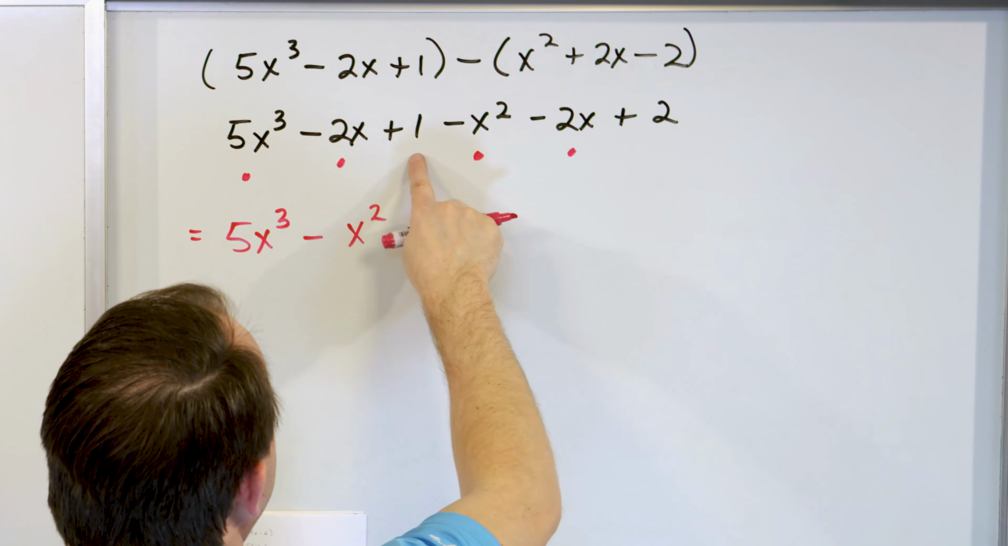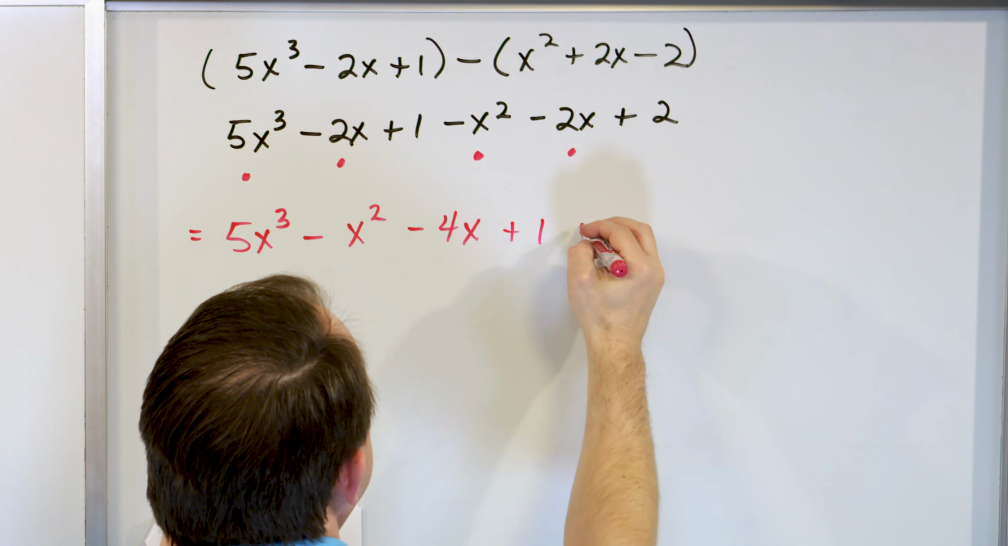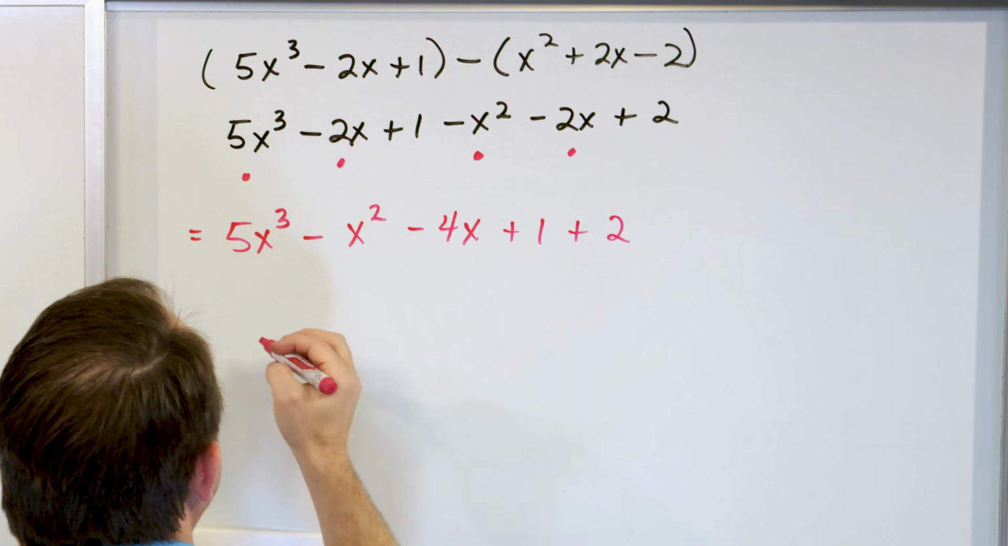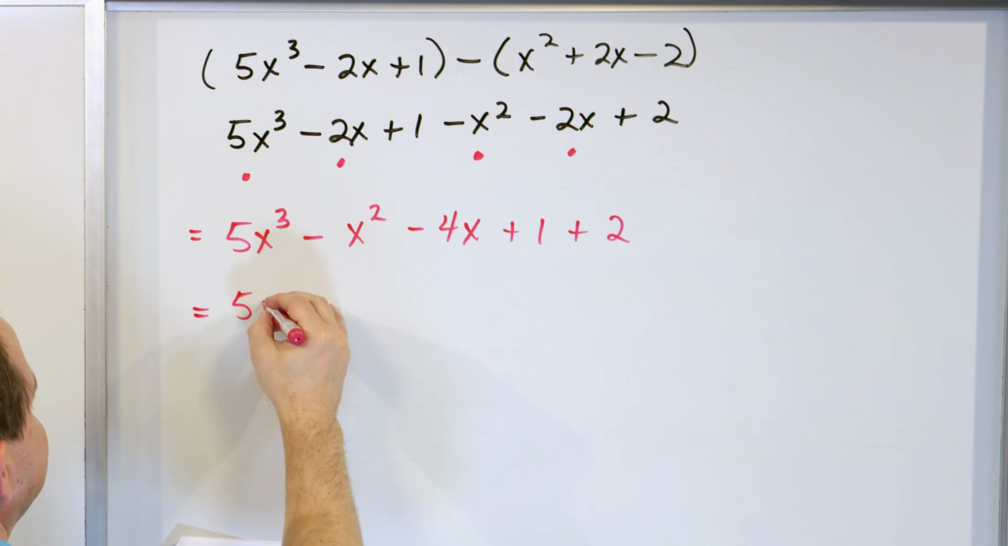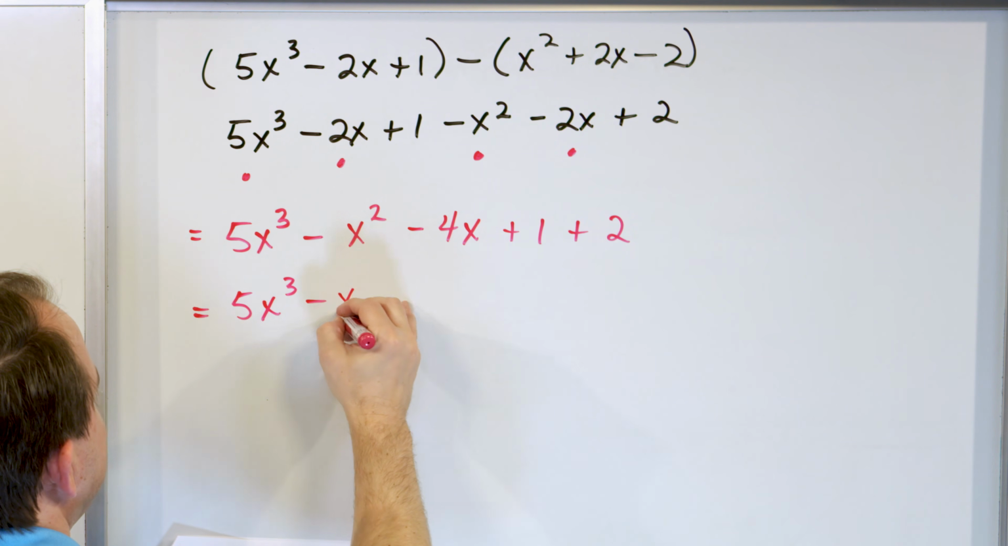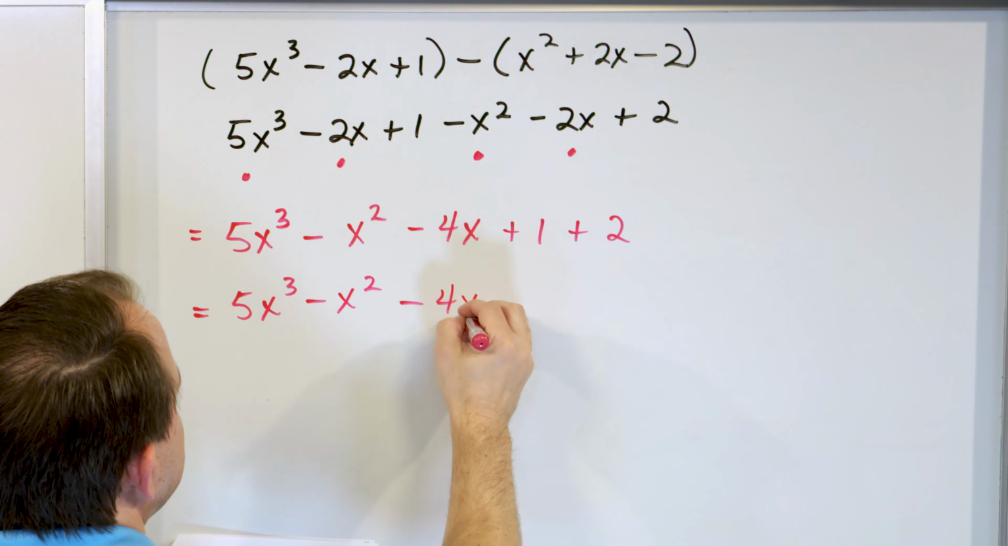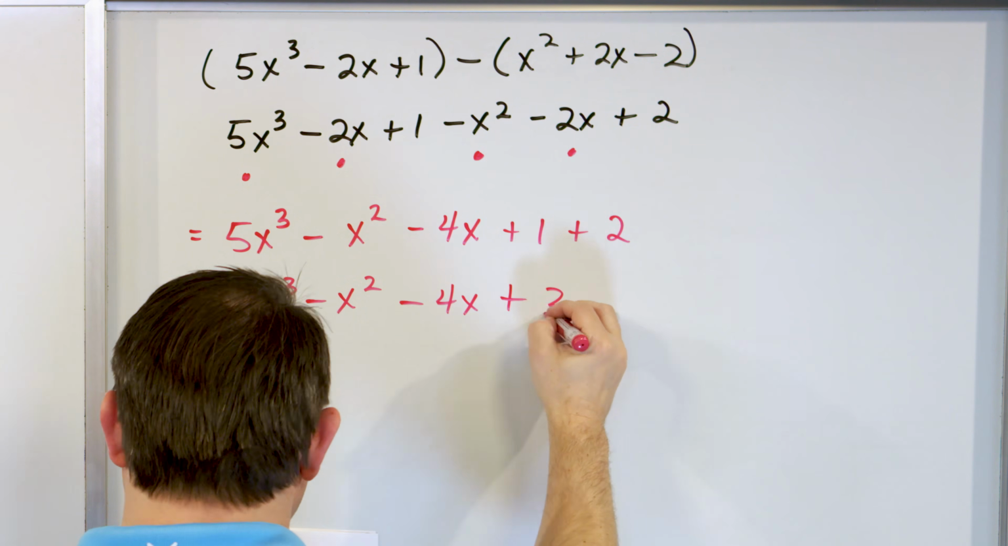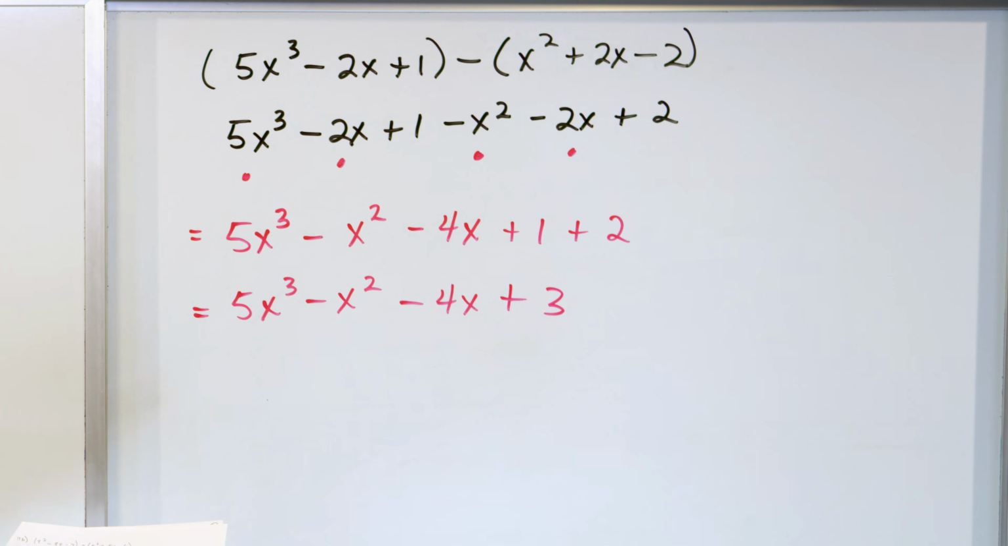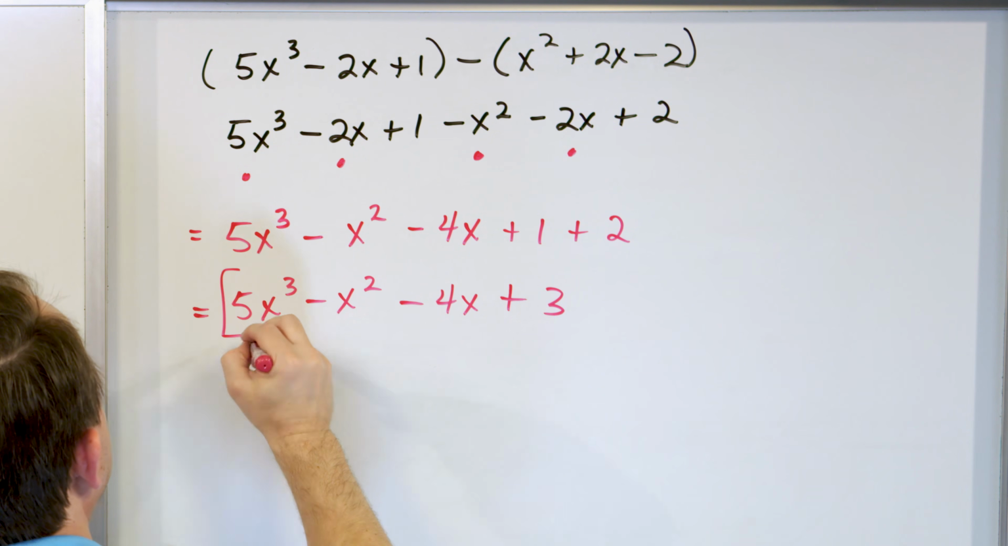And just for clarity, I'll drag the 1 down here, and I'll drag the 2 down here, but I'll add those in the next step, even though it's kind of simple. I don't really have to do that. 5x cubed minus x squared minus 4x, and then this becomes a plus 3. Let me double check. 5x cubed minus x squared minus 4x plus 3. So this is the final answer, correct.